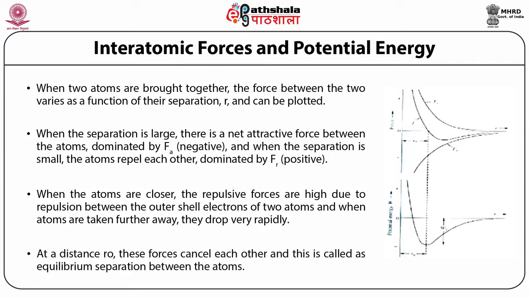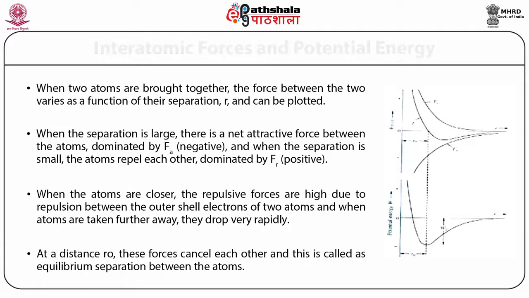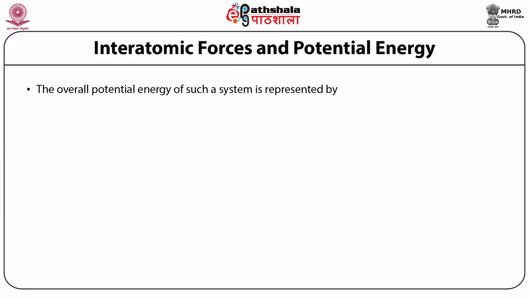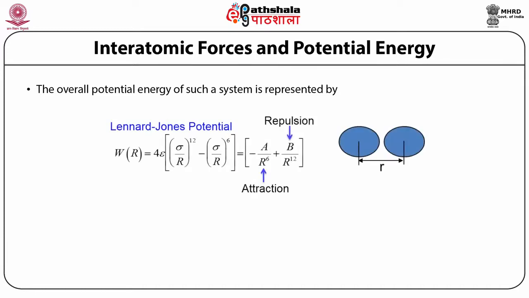At a distance R naught, as shown in the figure, these forces cancel each other, and this is called the equilibrium separation between the atoms. At this distance, as we can see from the figure, the potential energy of the system becomes minimum. The overall potential energy of such a system is represented by the Lennard-Jones potential, that is, W as a function of R is equal to 4 epsilon multiplied by sigma by R to the power of 12 minus sigma by R to the power of 6. This is also equivalent to minus A by R to the power 6, that is the attractive term, plus B by R to the power 12, that is the repulsive term. Here, the first term represents the attractive force and the second term represents the force due to repulsion.